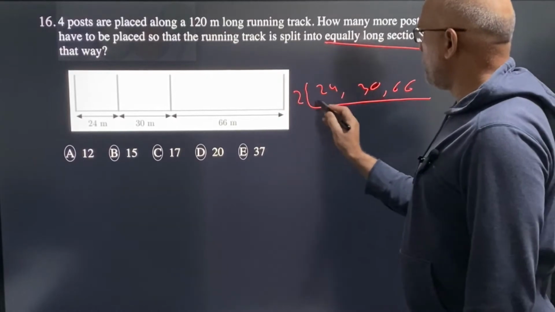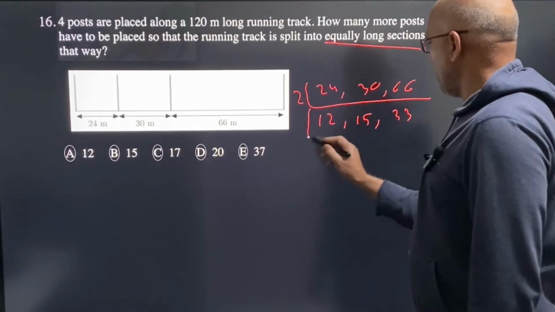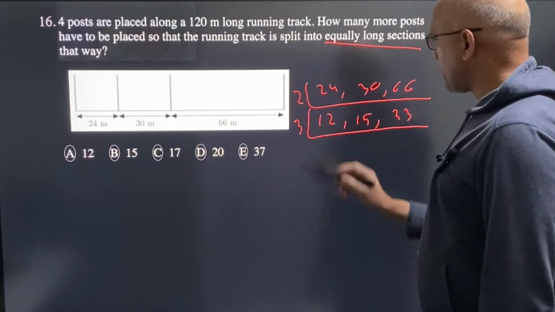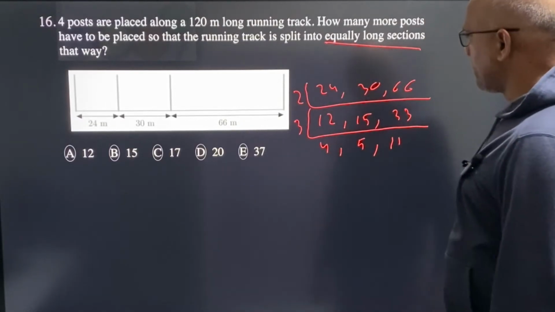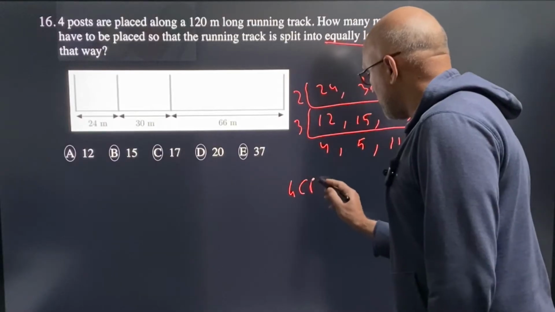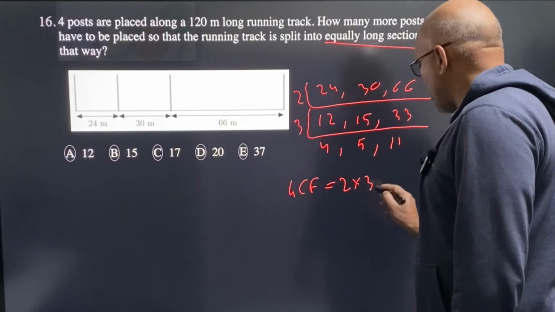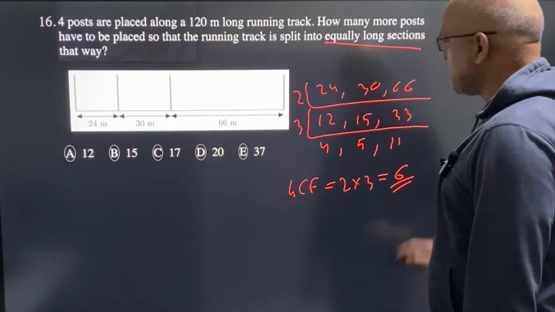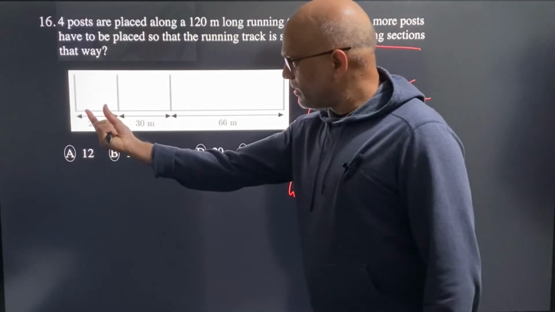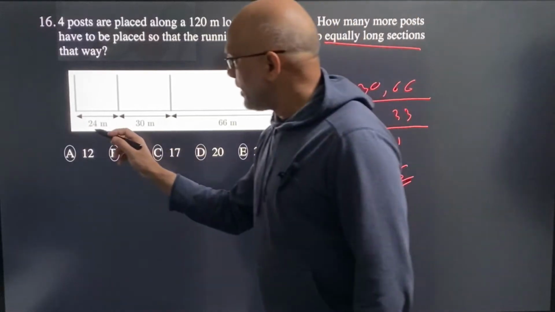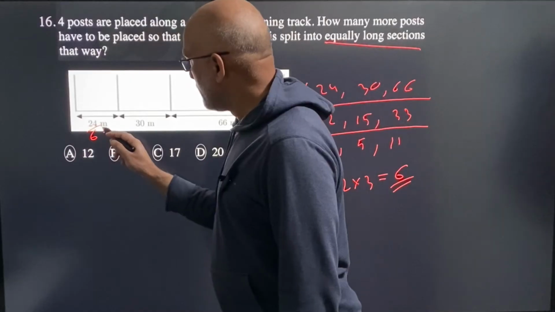First, they are divisible by 2. So this is going to be 12. This is going to be 15. This is going to be 33. And then they are divisible by 3. So this is going to be 4, 5 and 11. Alright, so GCF is multiplication of these numbers. So 2 times 3 is 6. Alright, so GCF is 6. That means I will be able to divide in segments of 6 meters long. So let's do that. If I divide this in a segment of 6 meters long, how many segments will be there?